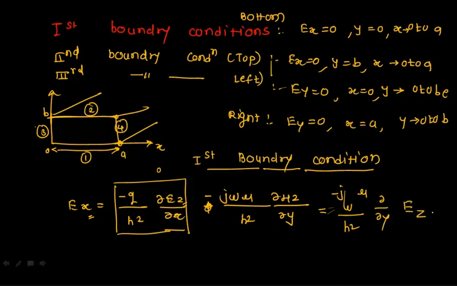We have got something for the Hz over here. So again putting all those values, I can write Ex is equal to minus j omega mu divided by h square, just put d by dy of your Hz, which is nothing but what you have already calculated here.